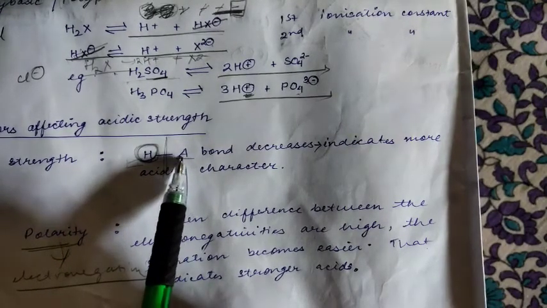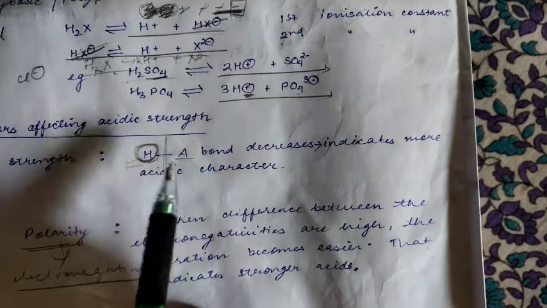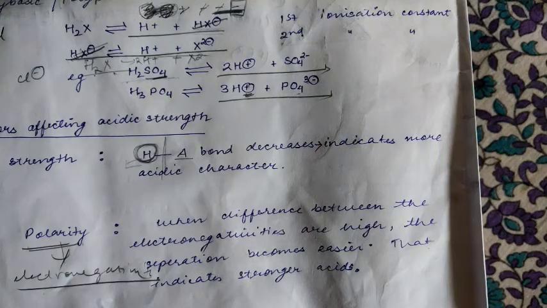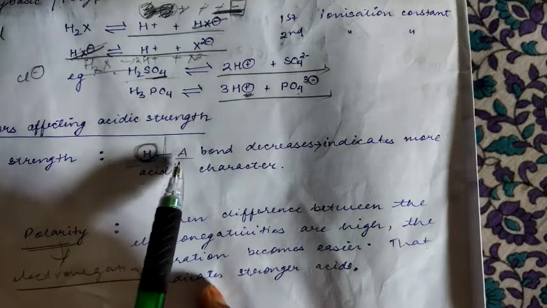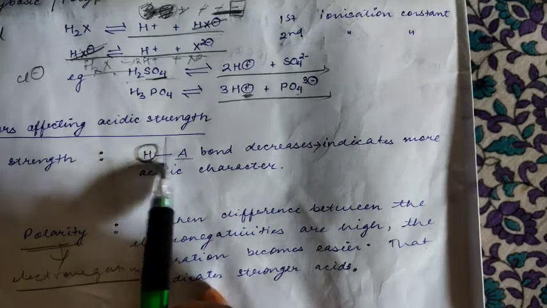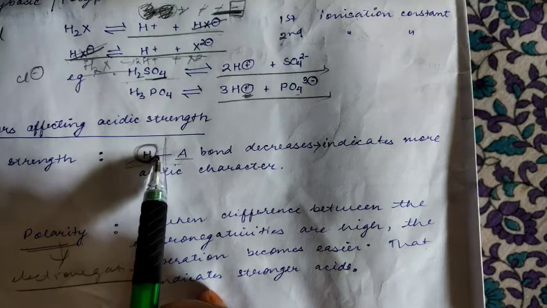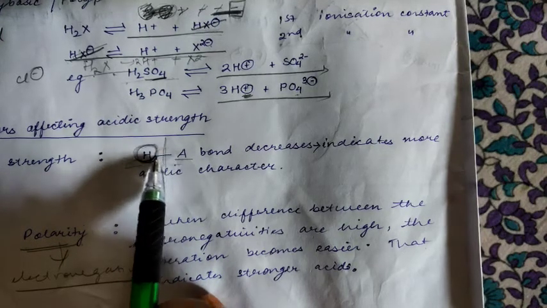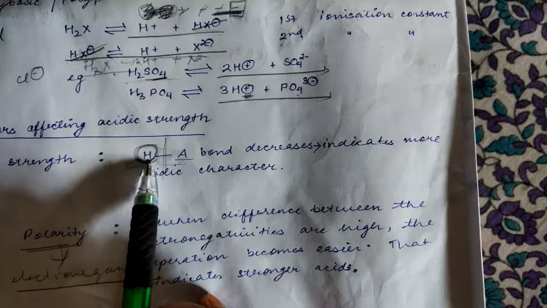If there is a high difference between the electronegativities of A and H, that means what? Suppose this A is having very high electronegativity, meaning very high tendency to attract the electrons, and H is having very less tendency to attract the electrons. Then there will be no competition between them, and A can take up all the electrons that hydrogen has shared. Hydrogen is sharing one electron here, so this A can take up the whole electrons.